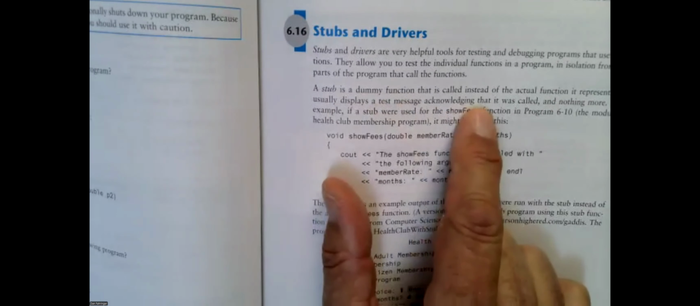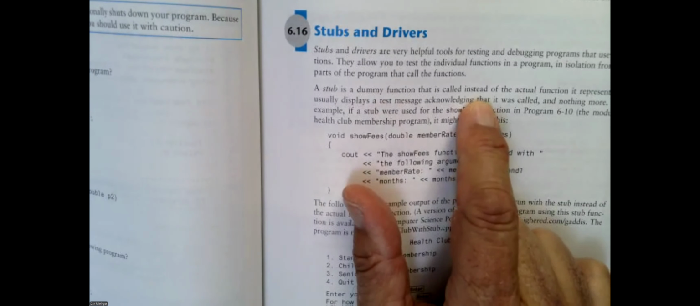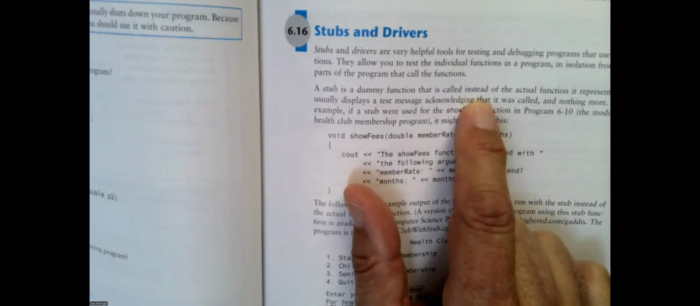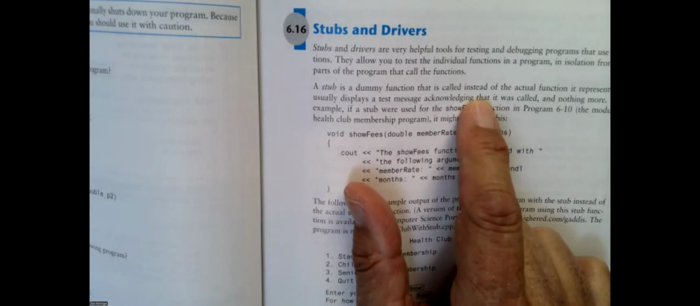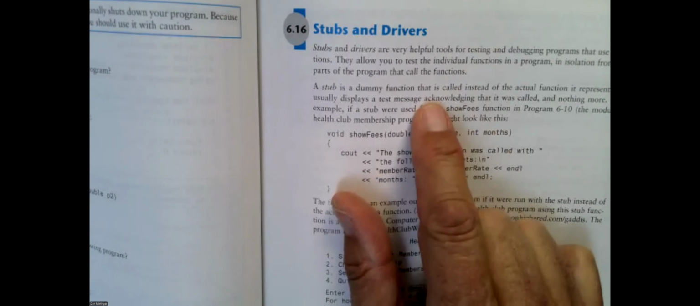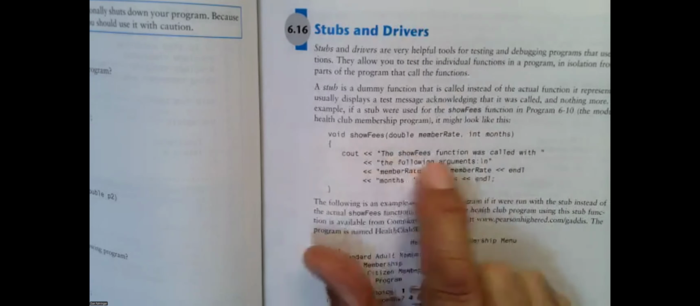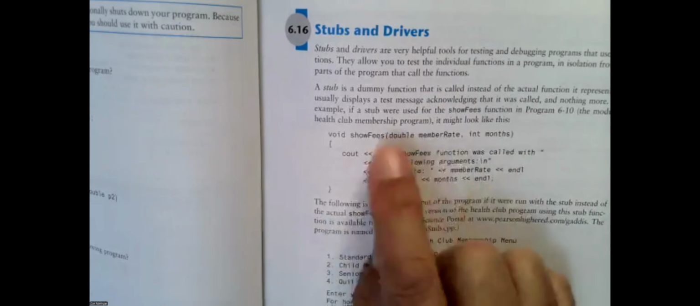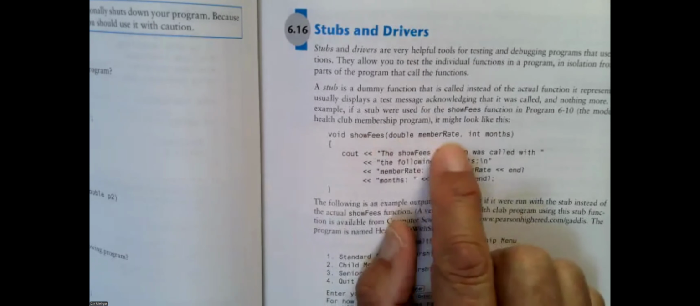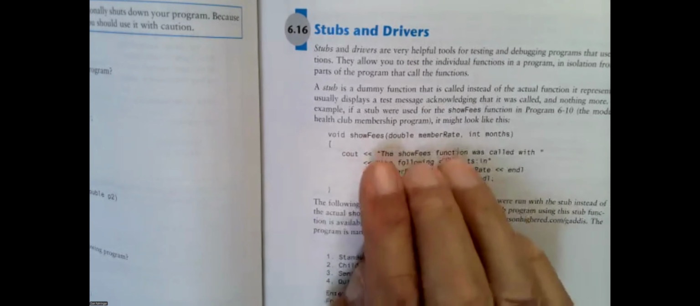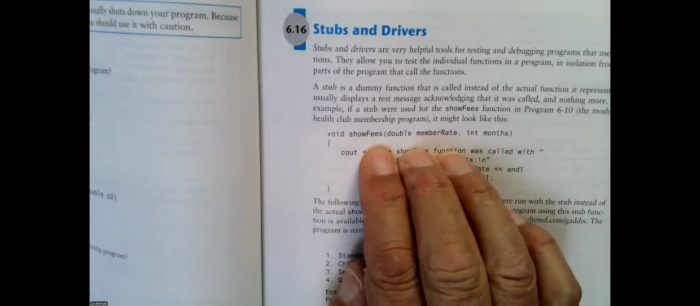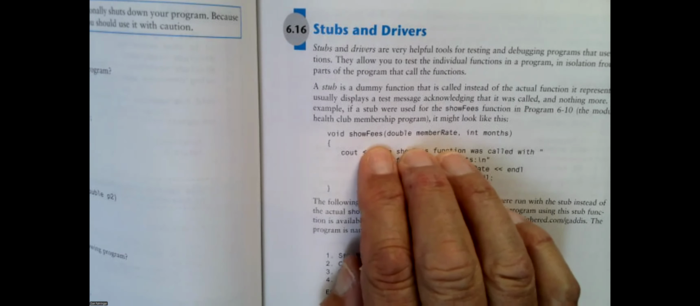It's a dummy function that doesn't have any work in it. Did you ever do an outline for a term paper and then fill in the detail? What if you were setting up all of your functions and you had your main, and then you started writing the function, but you didn't include the cout statements. You just wrote void show fees. Just because all this isn't here doesn't mean it won't still run. So it's a dummy function that might not have much stuff inside of it.